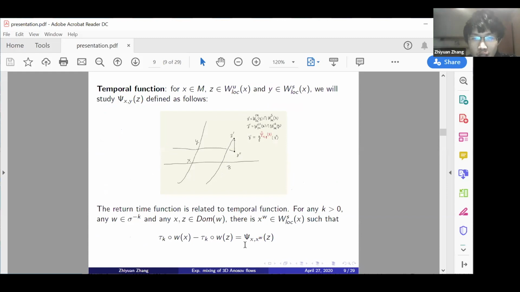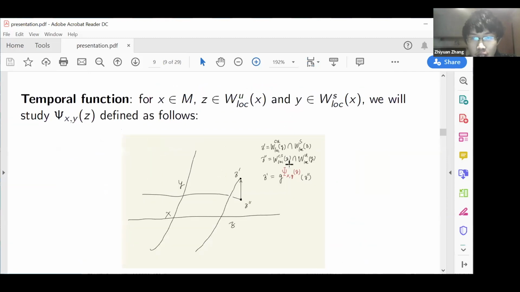Yes. So for instance, you look at this function. If these bundles are C1, then this is a C1 function. In Dolgopyat's paper, for instance, it is a C1 function in both Y and Z.